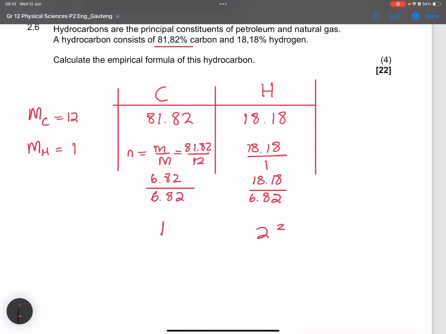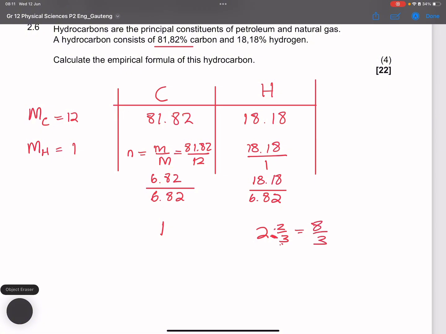That's 2.67, right? But now, what can I do? Let's write it as a fraction. So remember, as a fraction, that's 3 times 2, which is 6, plus 2, which gives me 8. So this is 8 over 3.